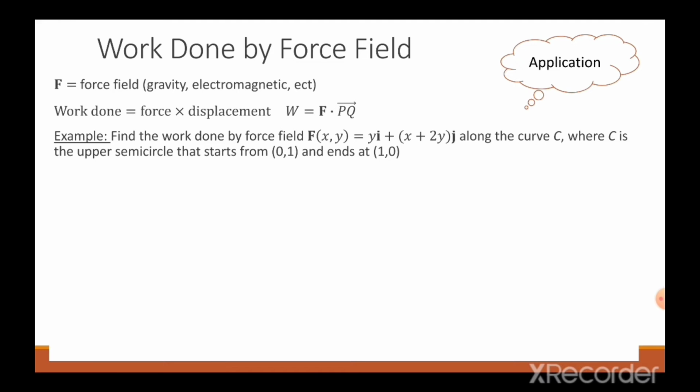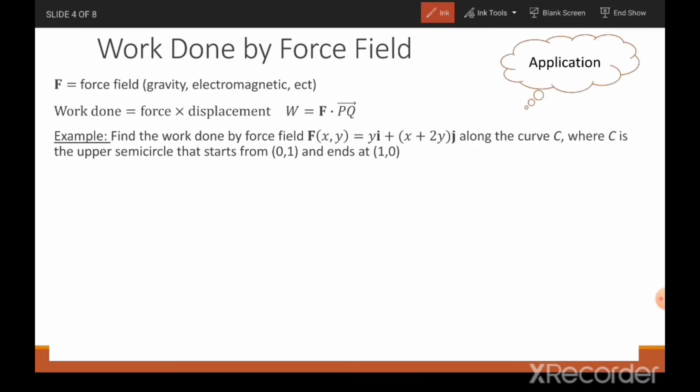For example, find the work done by the force field. So this is the equation for the force field along the curve C, where C is the upper semicircle. I just draw the semicircle here. It starts from (0, 1), which is at this point, and ends at (1, 0). This is very important because you want to find the value for the interval. So this one is from pi over 2 until 0.